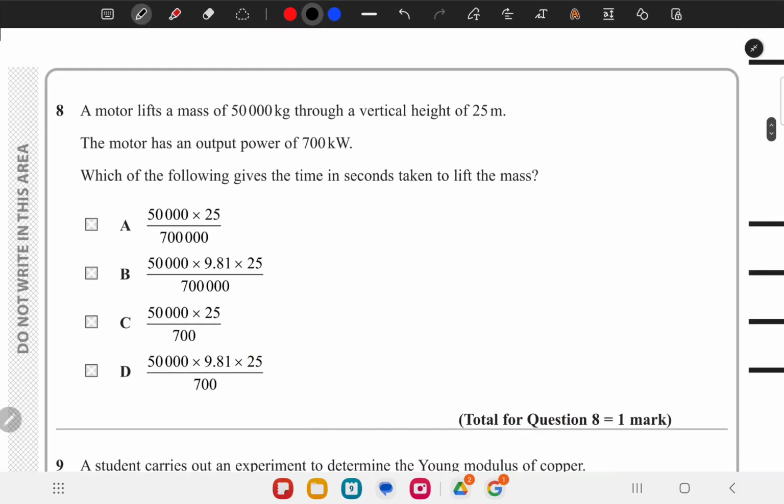Now for question 8, we are told a motor lifts a mass of 50,000 kg through a vertical height of 25 meters and has a power output of 700 kilowatts. We have to find the time it takes. So the energy required over here is 50,000 times 9.81 times 25, so GPE.